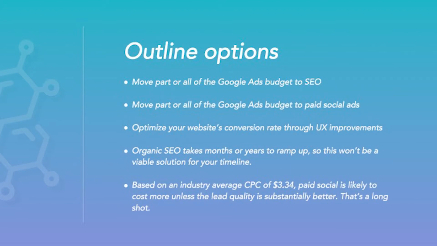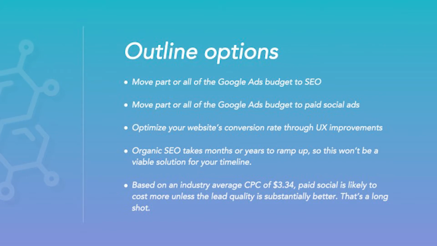And we outline options. There are several promising options for closing the gap without increasing your monthly budget. We could move part or all of the Google Ads budget to SEO. We could move part or all of the Google Ads budget to paid social ads. Or we could optimize your website's conversion rate through UX improvements.